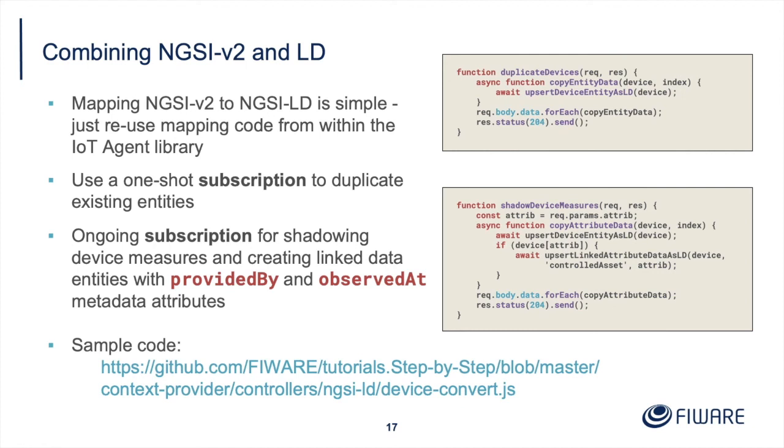because the V2 subscription interface is well defined, you can then have functions which would duplicate your device, copy the entity data, and then return. Similarly, you can shadow the code, shadow device updates, so that we can pass the data on. Now, this is actually the same sort of code as is found within the library itself.